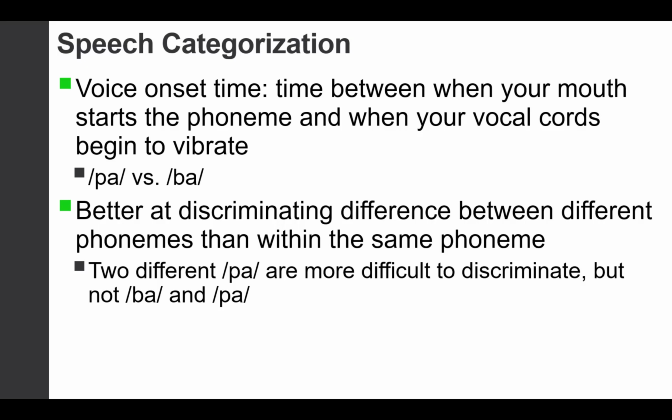Okay, so that's the idea of voice onset time. Pa is an example of a long voice onset time. Ba is an example of a really short voice onset time. Often between certain phonemes, voice onset time is the only thing that separates them. The only thing that really differentiates ba from pa is that voice onset time. The lip movements are very similar. It's really just the amount of time from when your lips start making the movement to your vocal cords beginning to vibrate that separates these two phonemes from each other.